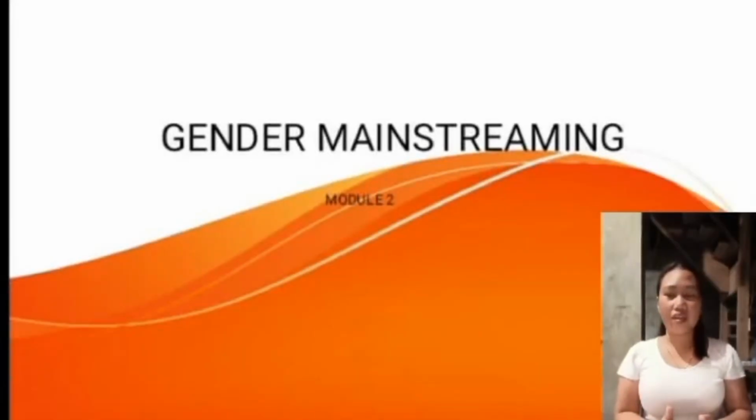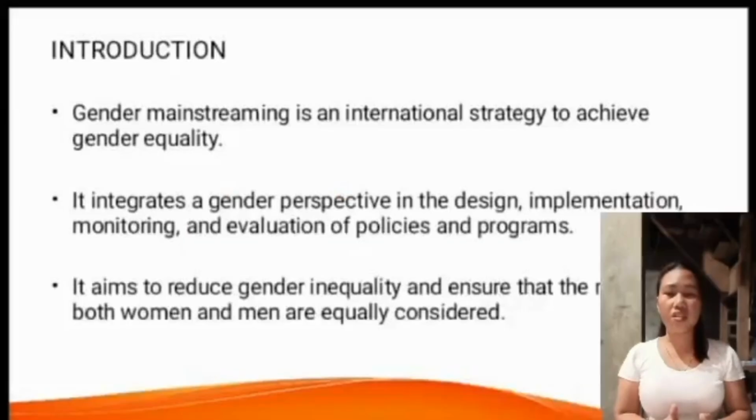Gender mainstreaming. So what is gender mainstreaming? It is an international strategy to achieve gender equality. It integrates a gender perspective in the design, implementation, monitoring, and evaluation of policies and programs. It is aimed to reduce gender inequality and ensure that the needs of both women and men are equally considered.